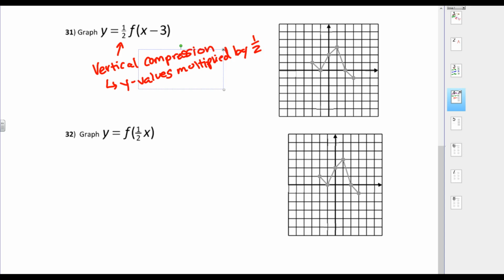Then the other thing we have in this picture is a horizontal translation. And this horizontal translation is a -3 inside the parentheses. When it's in the parentheses, we do the opposite of what we think we should. So we're going to go right 3. I recommend doing this guy in 2 steps. I'm going to deal with my vertical compression first, and then I'm going to translate everything right 3.